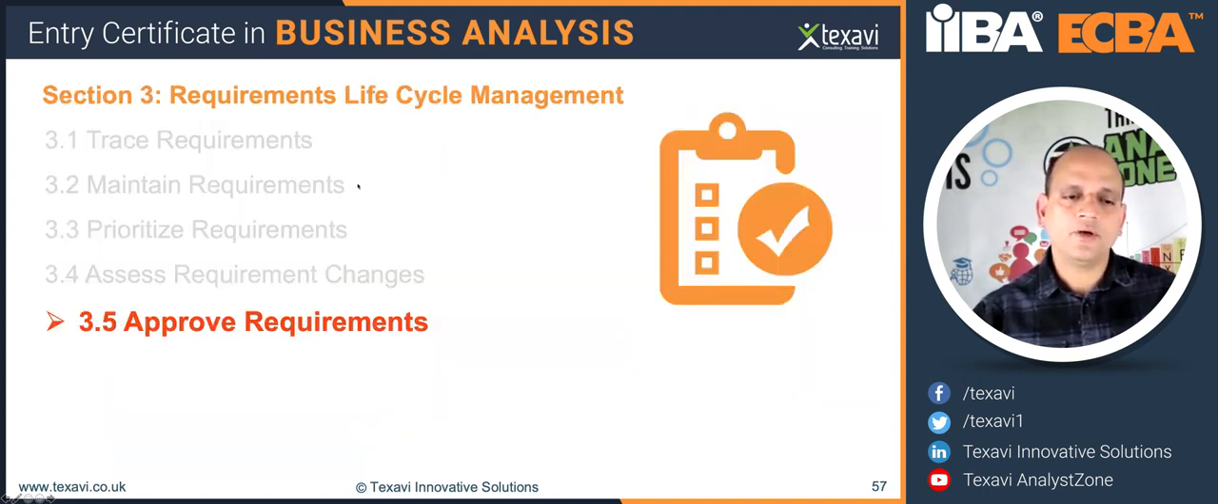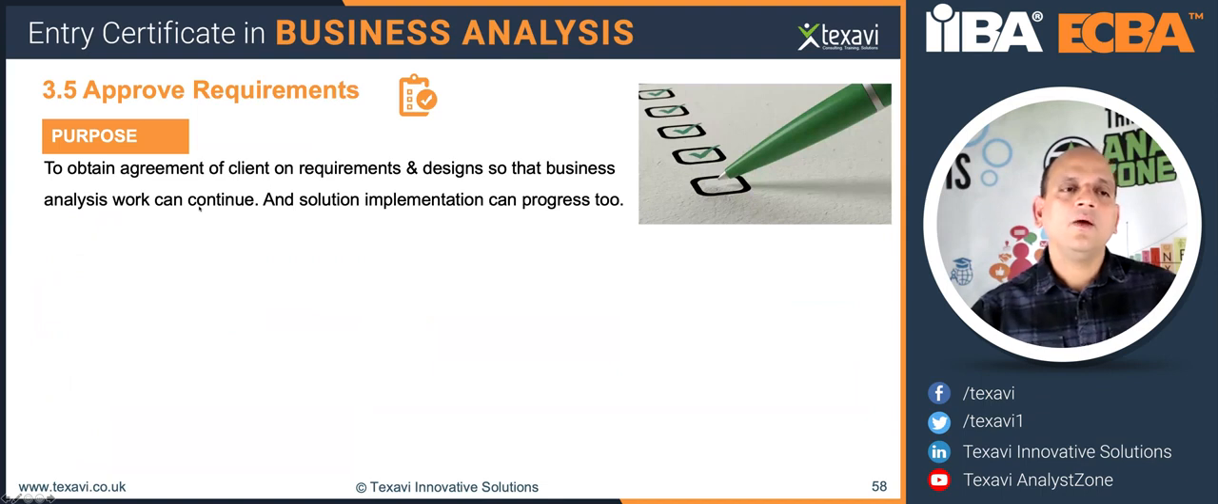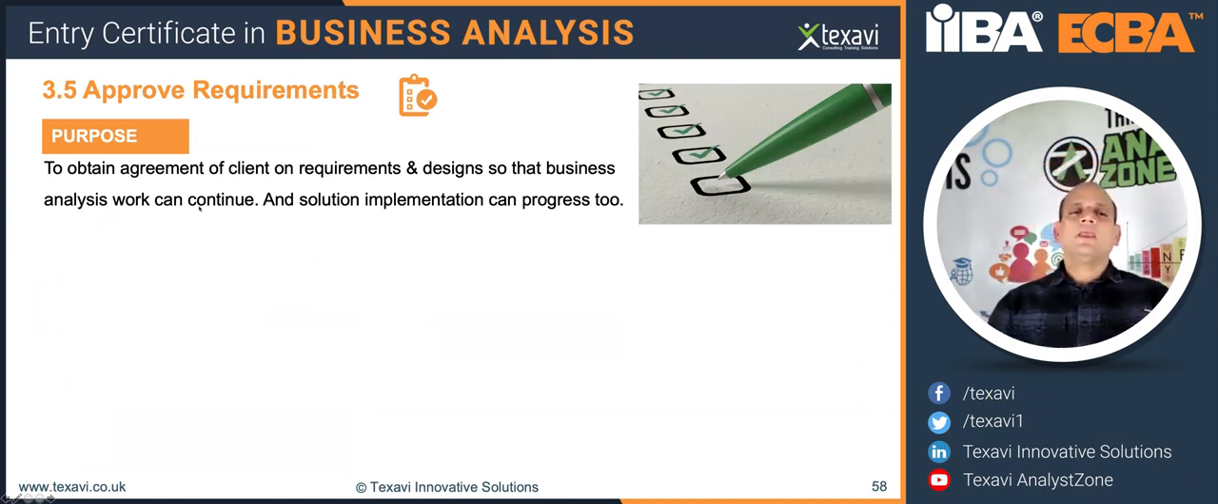So that's where you're talking about the approval requirements. And then what is the purpose of this? So you need to obtain the agreement of the client on requirements and design, right? Client as in the customers, the end users, or the business team, so that you can continue with the business analysis. That's important. So you get the approval, you get the sign off. Yes, you can go ahead, and the solution implementation can progress further once you get the business analysis activities signed off.